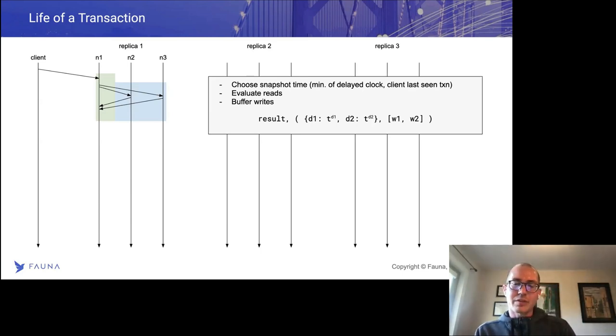And then the result of query evaluation is a tentative result value that we could potentially send back to the client depending on what happens later on, as well as this tuple of read keys plus their modified timestamps and the set of write effects that we want to apply to the system if we can.